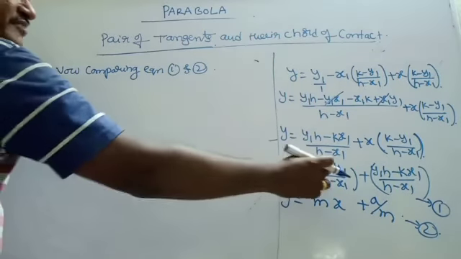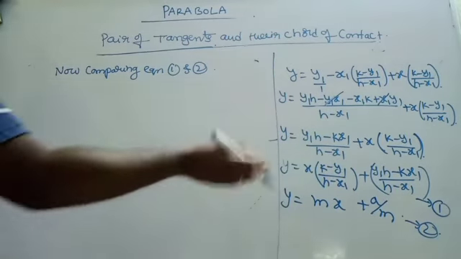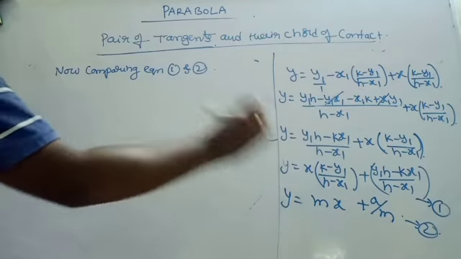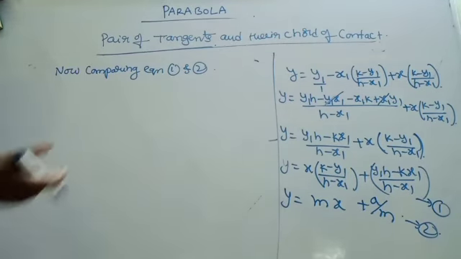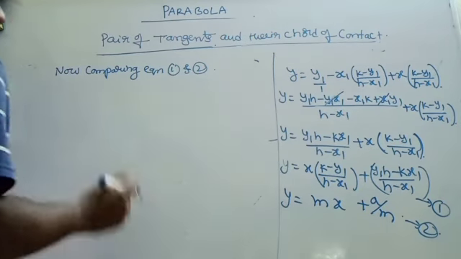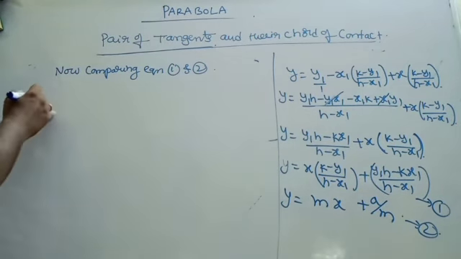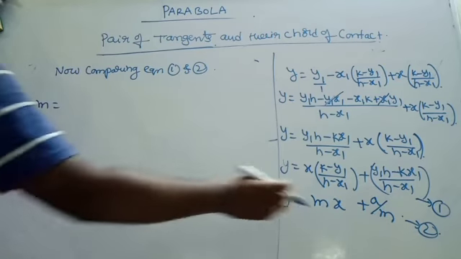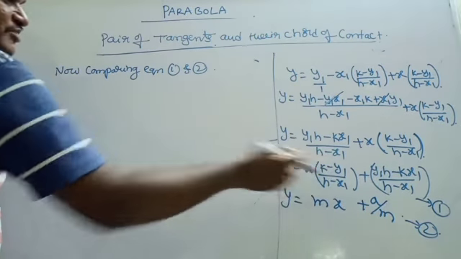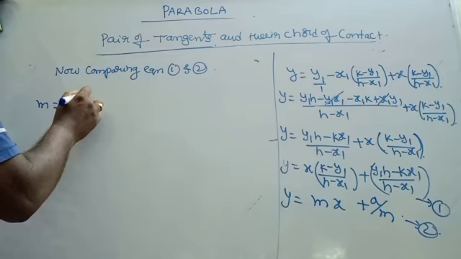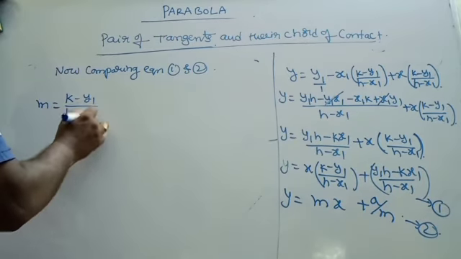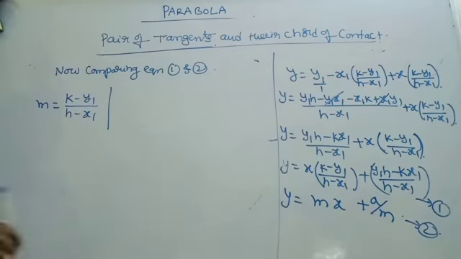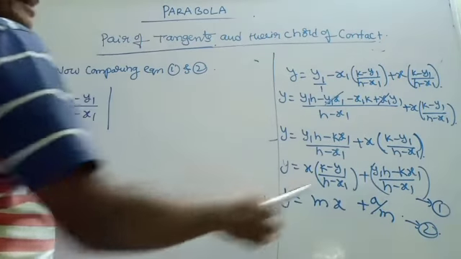Here the x coefficient is this, and the x coefficient is m. Both are representing the equations of the tangents of the same parabola, so they are now identical. That's why m is equal to the x coefficient, which here is k minus y1 by h minus x1. This is number 1. And also here you have a by m.